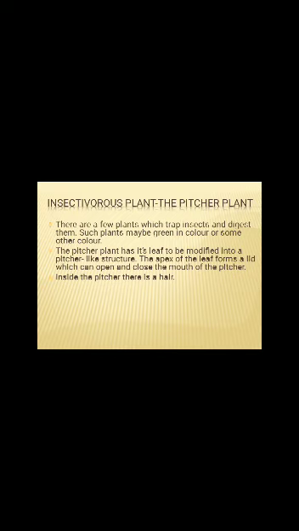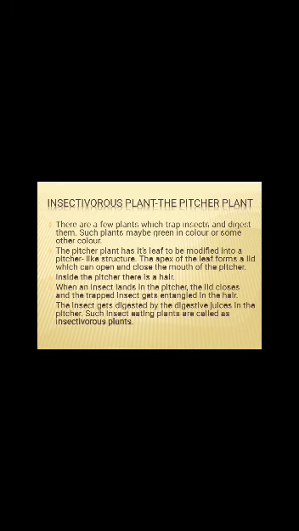Inside the pitcher there is air. When the insect lands in the pitcher, the lid closes and traps the insect. As the insect gets entangled in the hair, it gets trapped there. The insect gets digested by the digestive juices in the pitcher. Such insect-eating plants are called insectivorous plants.